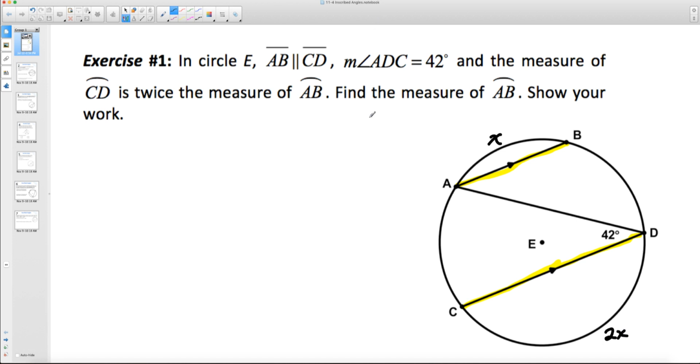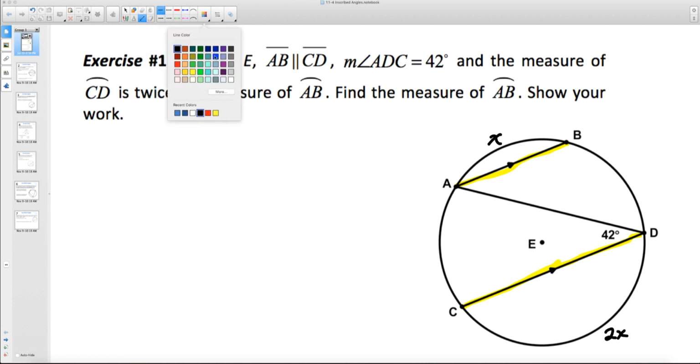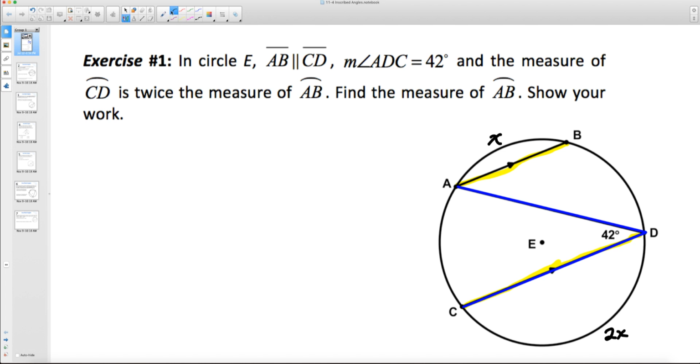We want to try to fill in all of our possible arcs. So we labeled this one as x, and this as 2x. We have an inscribed angle here. ADC is an inscribed angle. Since ADC is an inscribed angle, our rule is that it is half of the intercepted arc. The intercepted arc is AC. If the angle is 42, then the arc has to be 84.